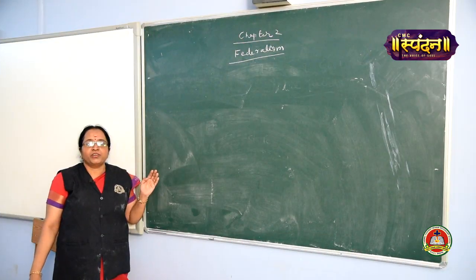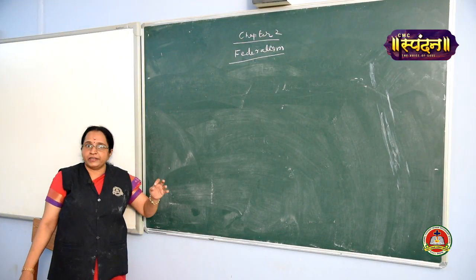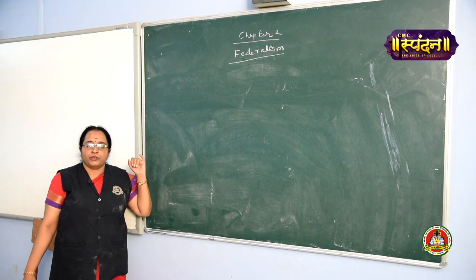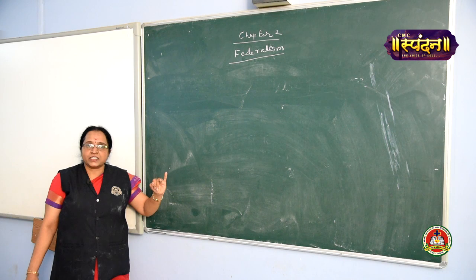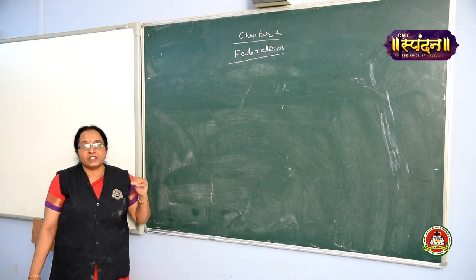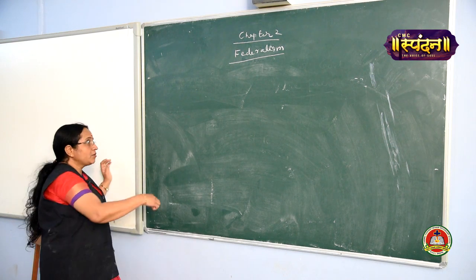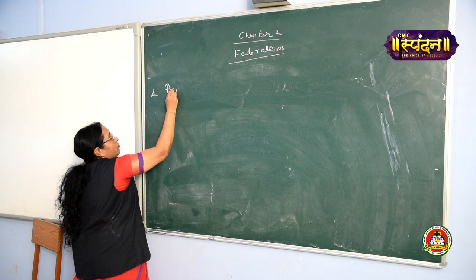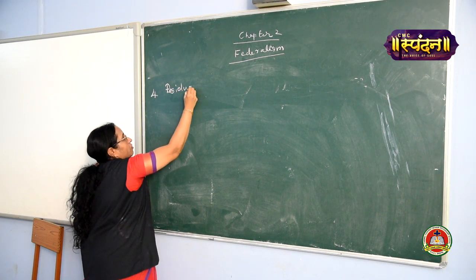Now, we already learned 3 lists, isn't it? What are the three lists? Union list, state list and concurrent list. But there is a fourth list which we left over here. Which is the fourth list? It is known as residuary powers. Residuary powers.